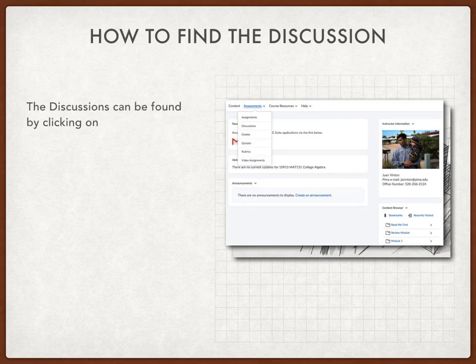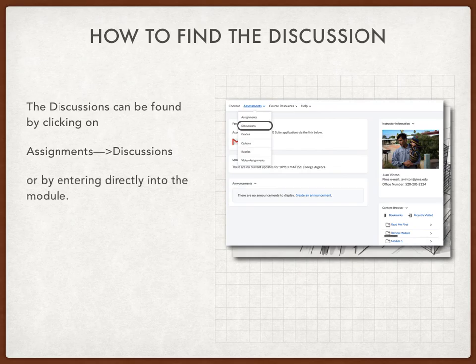The discussions can be found by clicking on Assignments and then Discussions on the main page. You can also find it by entering directly into the module folder. Each module has its own discussion assignment. Since there are 8 modules, there will be 8 discussion assignments. Their due date will be on the same date that the module is due.